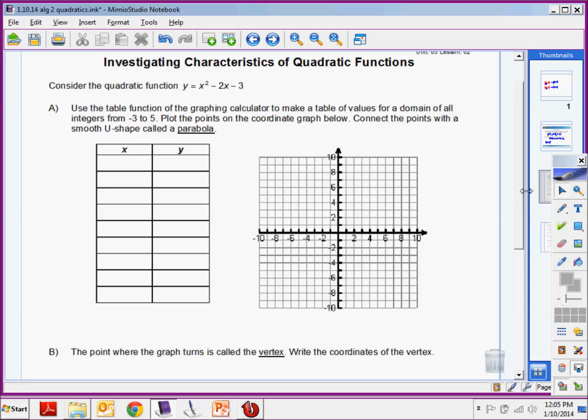Remember, to see a table, you press what? Control T. Control T. Very good.